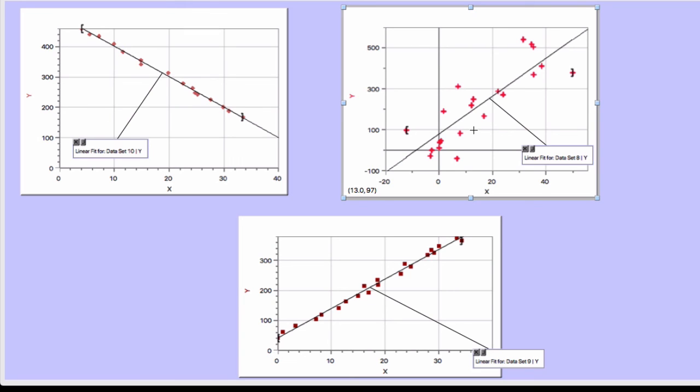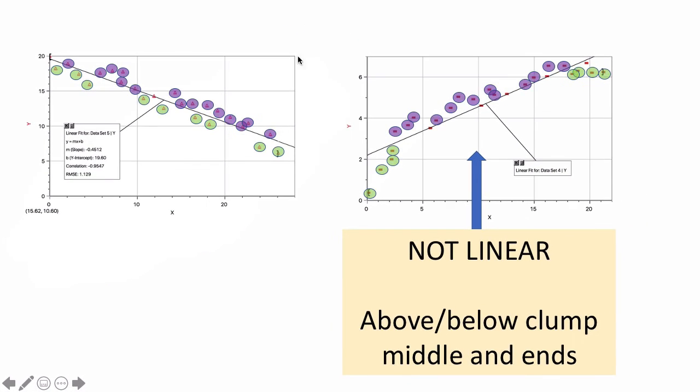So this is not a question of, are the points close to the line? It's not a question of going around and counting how many are above and how many are below. Both of those things do not test whether something is linear. The test of whether something is linear is this: do the aboves and belows clump, or are the aboves and belows spread out?